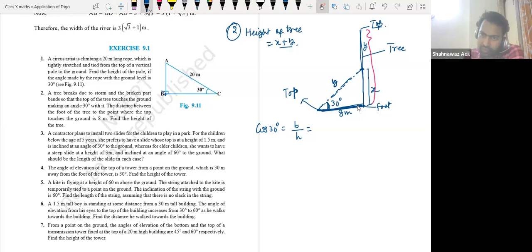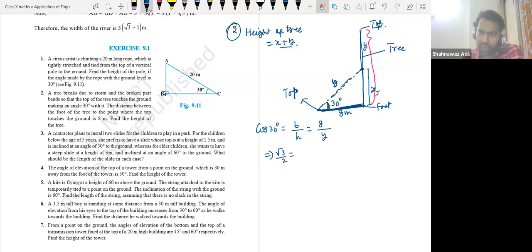Then can it be P by B? B by B is tan, yeah, right? It's tan. But the base is also given, right? And here x is the perpendicular. So if I want to calculate x, then I will use this tan. Yes, absolutely correct. We can put tan for x.